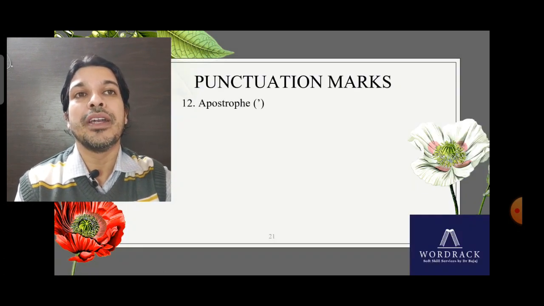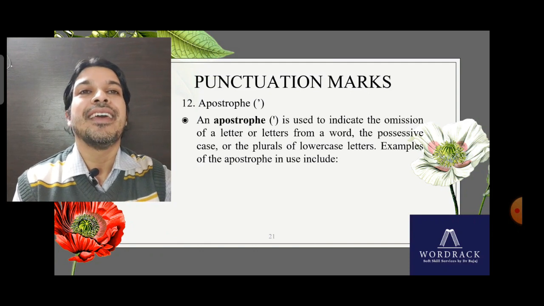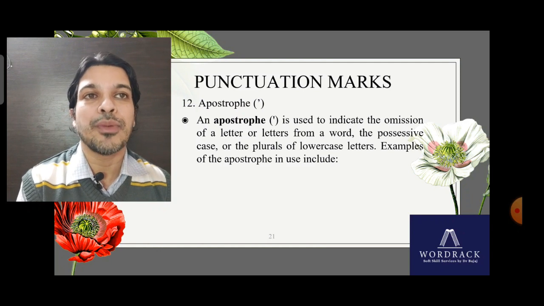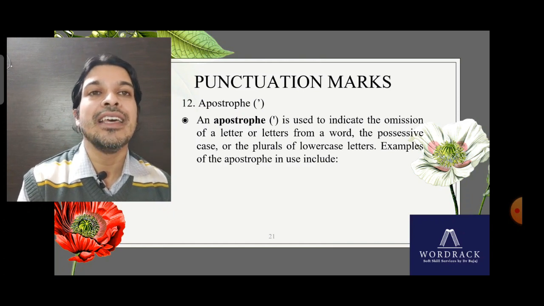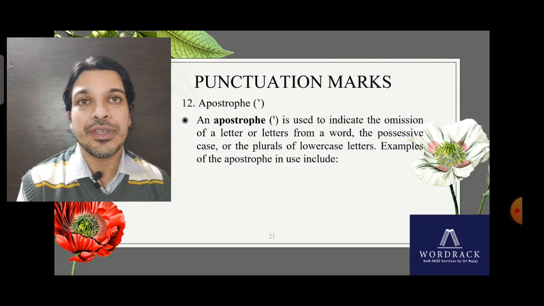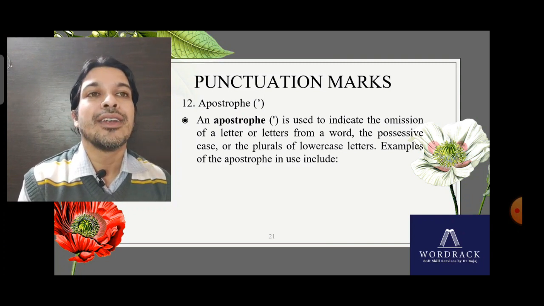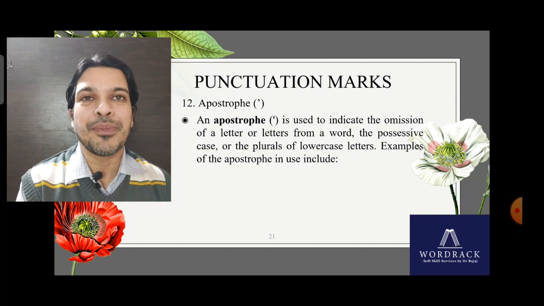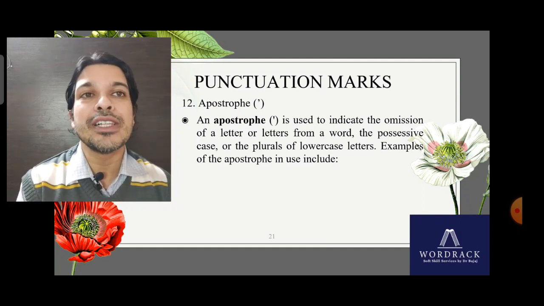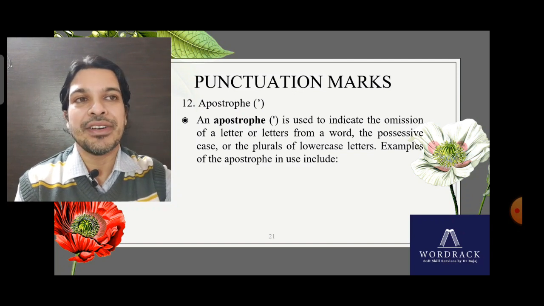We move forward. Apostrophe. An apostrophe is used to indicate the omission of letter or letters from a word, the possessive case, or the plurals of lowercase letters. 3 usages are there. Number 1, to show or to indicate the omission of a letter, we use apostrophe. To show the possessive case, we use apostrophe, the most common usage, or to show plurals of lowercase letters. So let us start.